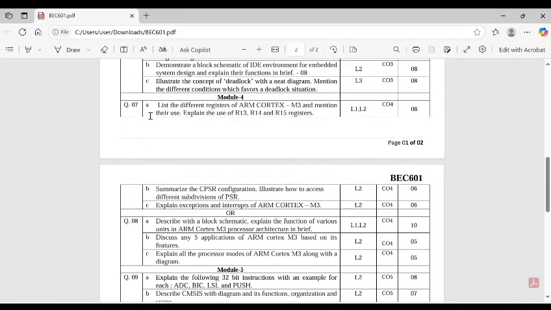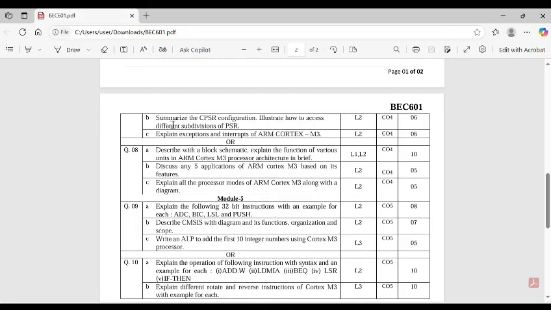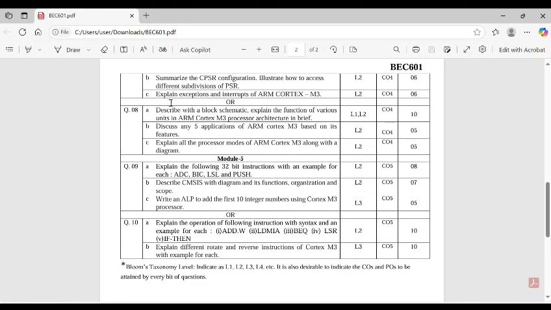Next, Module 4, 7th question: list the different registers of ARM Cortex M3 and mention their uses. Explain the use of the R13, R14 and R15 registers. This 7A is also very important. 7B: summarize the CPSR configuration. Illustrate how to access different subdivisions of the PSR. Next one is: explain the exceptions and interrupts of the ARM Cortex M3. This is also very important.